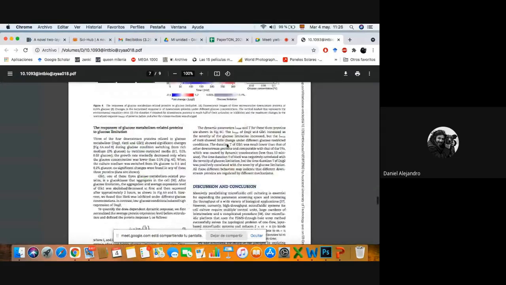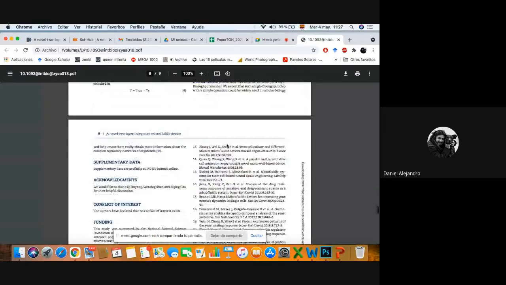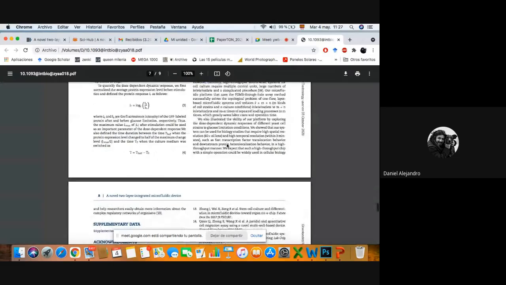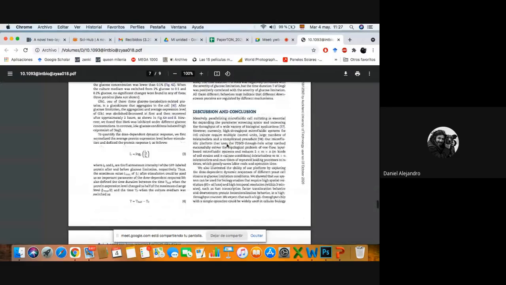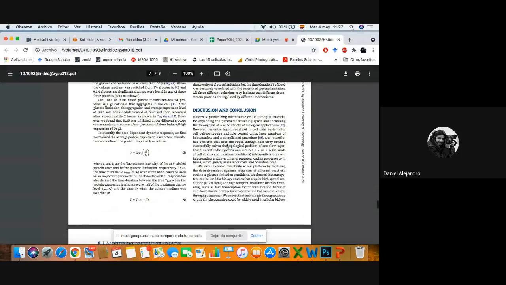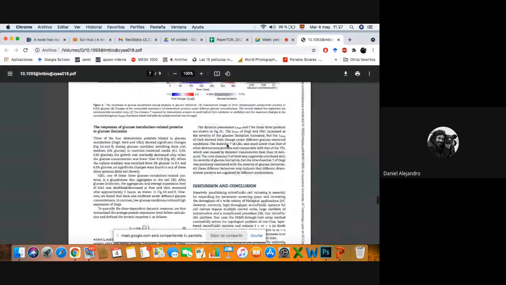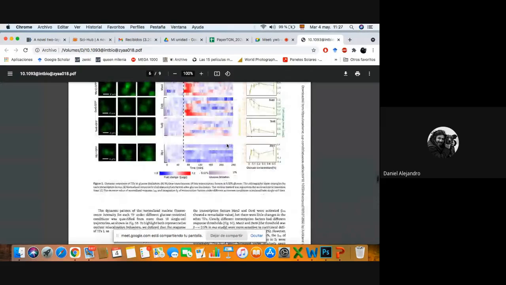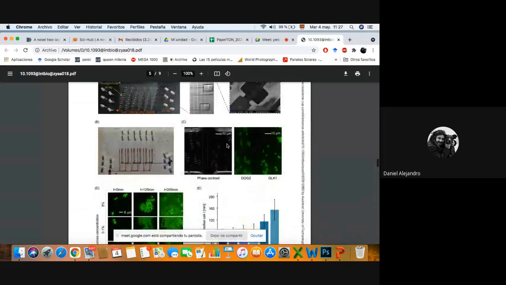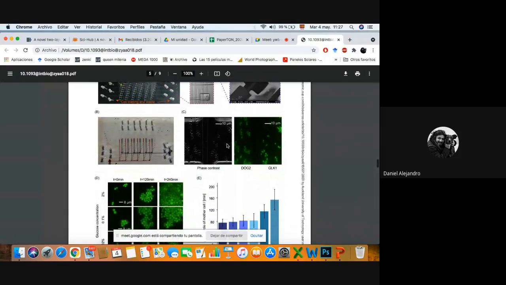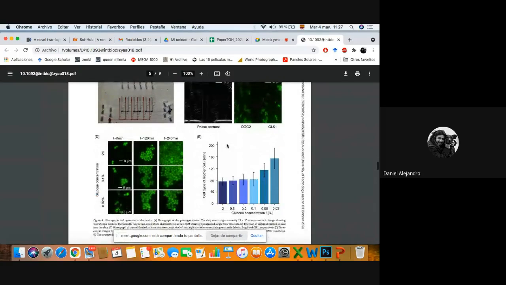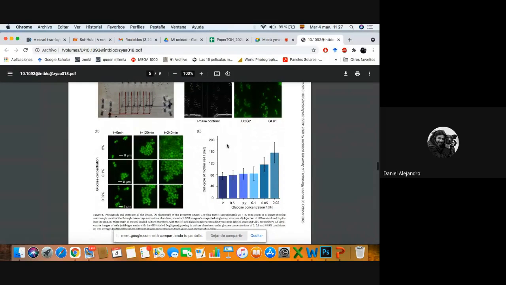So the discussion and conclusion is that this design is a functional design. They can use several strains in several conditions, and just in one device. In comparison with previous works, where they use 100 strains, for example, and they have a lot of time between seeds. And that's all. Thank you, everybody.